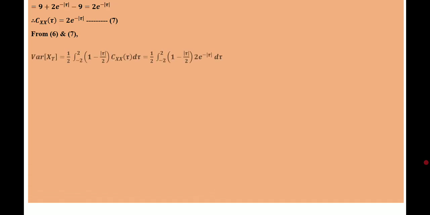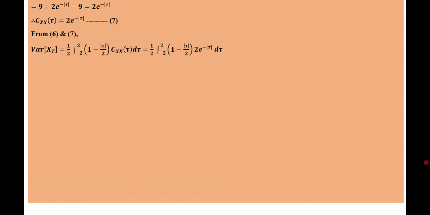So from equation 6 and 7, we will get variance of x of t, which is equal to 1 by 2 integral minus 2 to plus 2, 1 minus modulus tau by 2 Cxx of tau, that is equal to 1 by 2 integral minus 2 to plus 2, 1 minus mod tau by 2. So replacing the value of Cxx of tau, 2 into e power minus modulus tau d tau. So we are taking 2 outside, so 2 by 2 integral minus 2 to plus 2 e power minus tau d tau minus, splitting the integral, right?